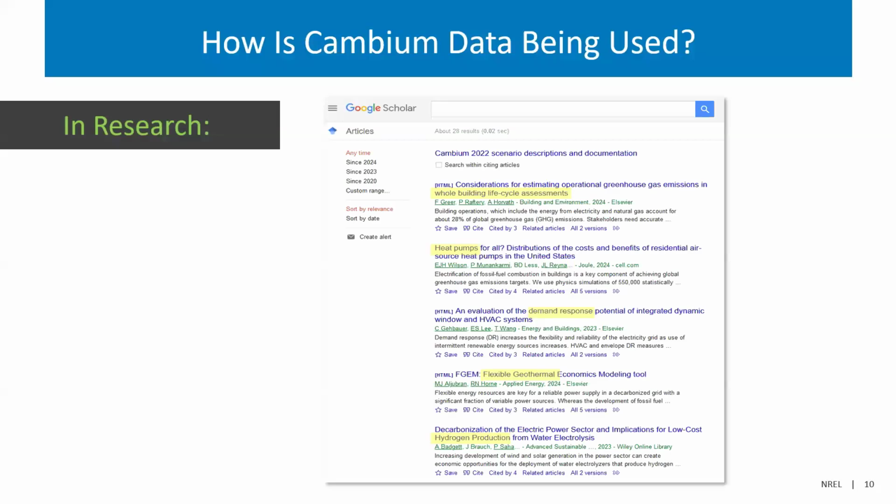You can actually get a good sense. This is just a snapshot of, if you go to the Cambium documentation and then look at who's citing it, you can get a good idea of how it's being used. So this is the stuff that I've been referencing this whole time. You can see that it's being cited by studies that are looking at building life cycle assessments, heat pumps, demand response, flexible geothermal, hydrogen production. It's stuff like this. So you're again trying to understand these technologies, either demand or supply side, electric sector technologies, and you can use this data to help support some type of research that's trying to characterize the impact of these technologies on the electric grid.